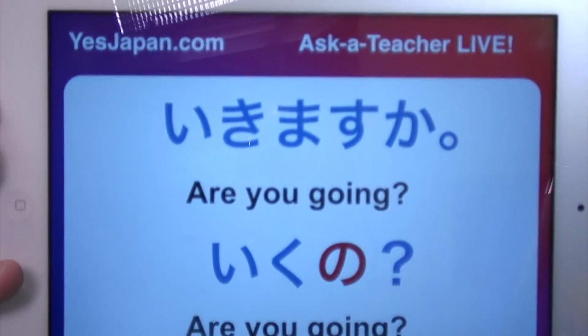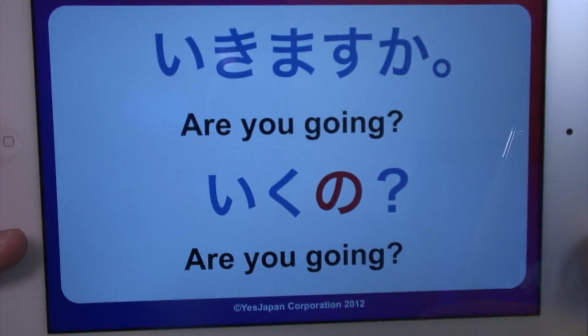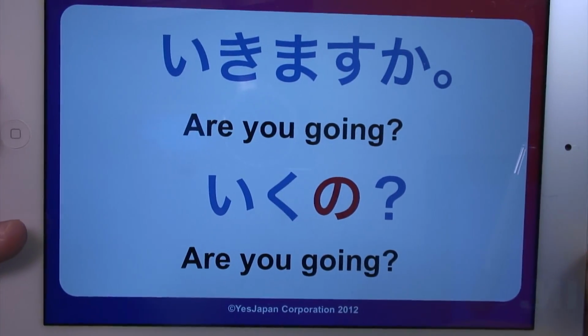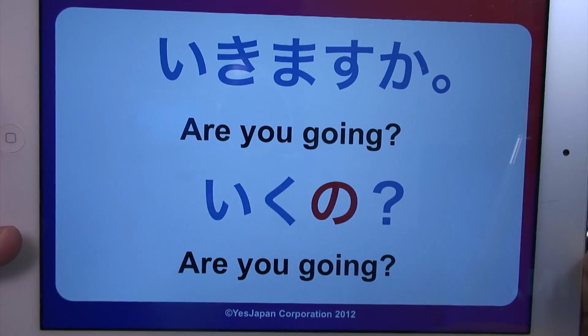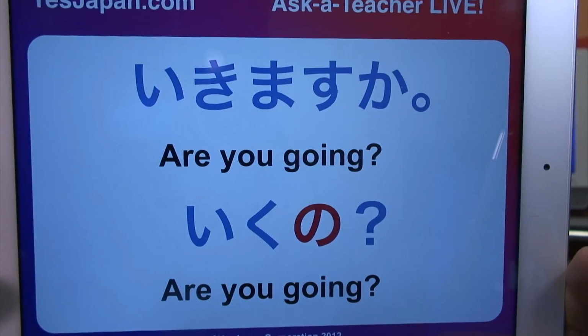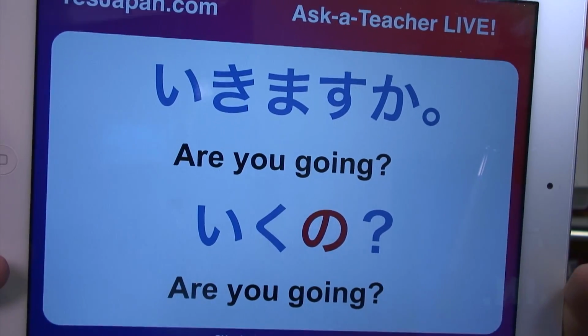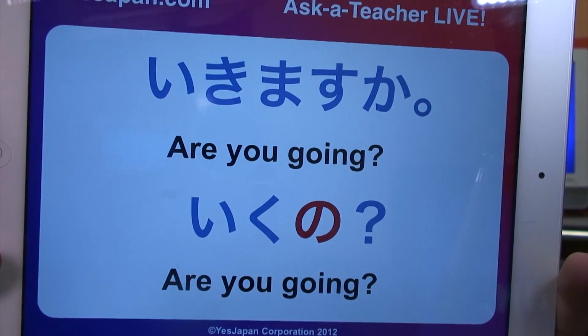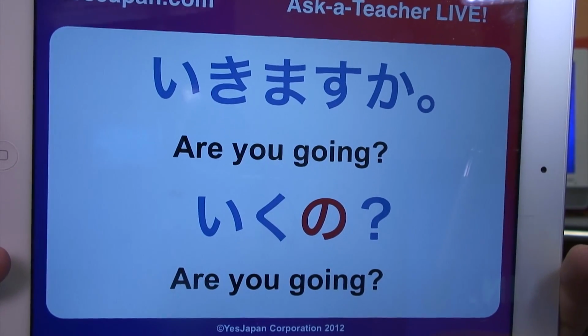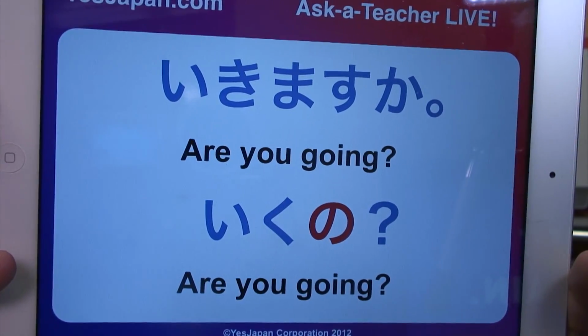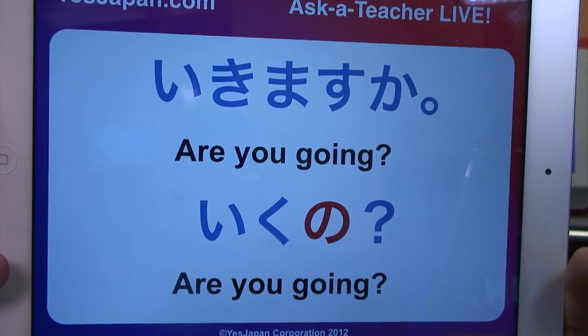Then we have ikuno, which is the informal way of saying are you going? Ikuno. Notice that on the top we have ikimasu ka. Ka makes it a question. Here in the informal, no makes it a question. But you have to have an upward tone and that question mark. Ikuno? Ikimasu ka? Ikuno?